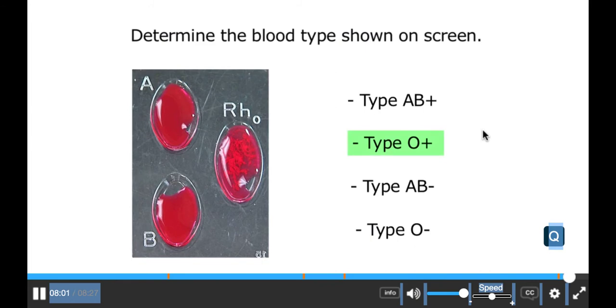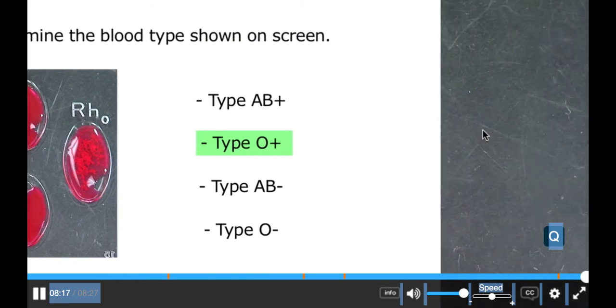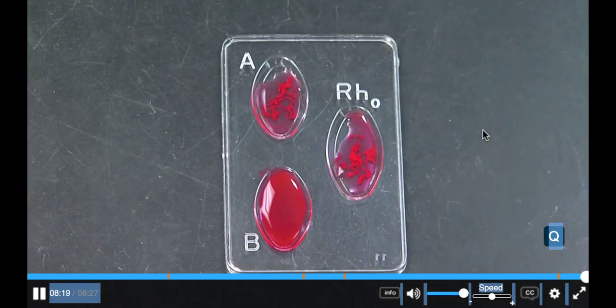There's no agglutination in either the anti-A or the anti-B wells, which means that neither the A nor the B antigens are present. There is agglutination of the red blood cells in the anti-Rh well, which means that the Rh antigens are present. In this experiment, you'll be testing blood samples. You'll be able to use your understanding of blood typing to interpret your results.